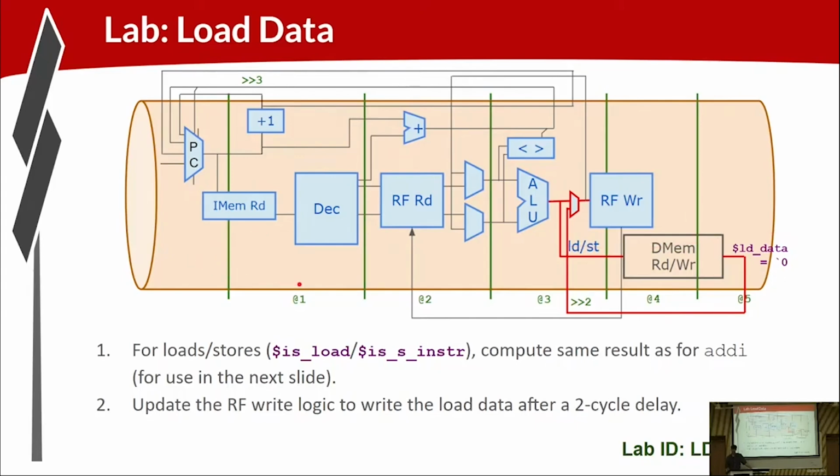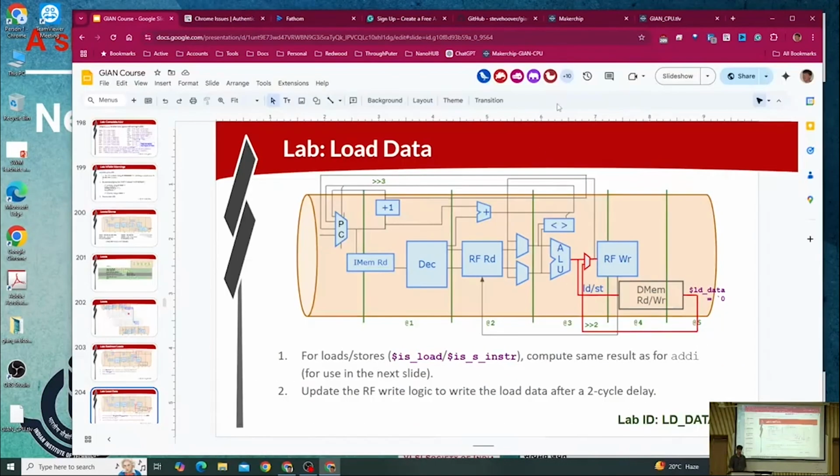Any questions about the lab? So I'll walk through just the first part. The first part is hooking up or controlling the ALU to perform add of source 1 plus immediate for loads and stores. And that's going to give us our load or store address.